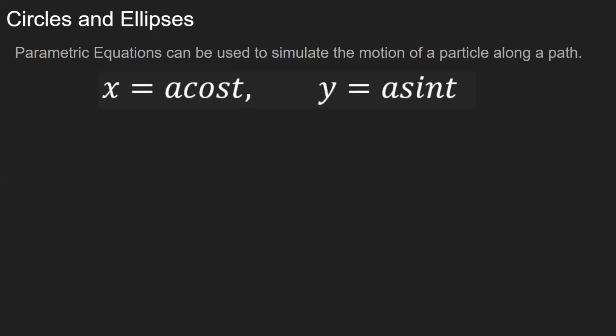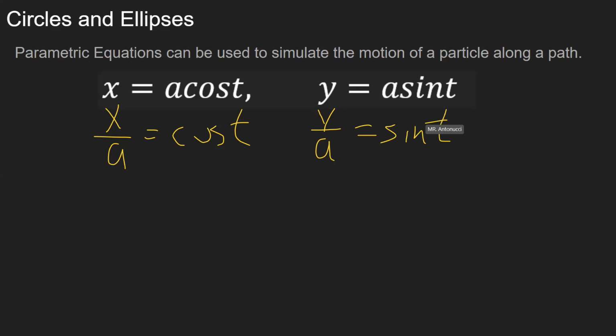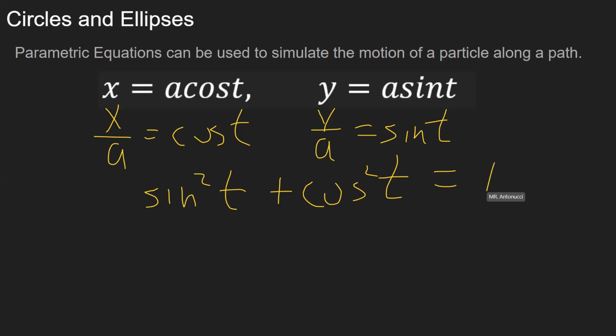If we solve the first one for cosine, you would have x over a equals cosine t, and the second one, y over a equals sine t. Okay, if you remember the Pythagorean identity, sine squared t plus cosine squared t equals 1. If I square both of these, I can add them together and equal 1.